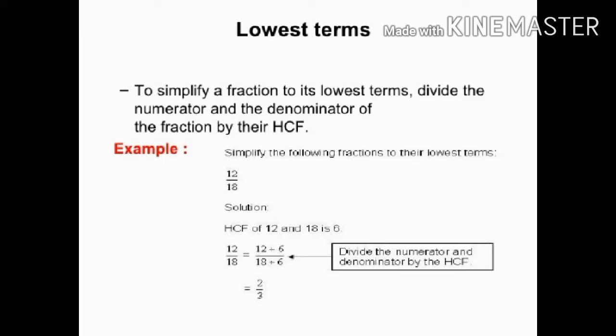We will find the common factors. Here we have to take the common factor in whose table 12 and 18 both come. So in the table of 6, we have 12 and 18. 6 2s are 12, 6 3s are 18. So the HCF of 12 and 18 is 6. So we will divide the numerator and denominator by the HCF. So the HCF is 6. So we will divide 12 and 18 by 6. So 6 2s are 12 and 6 3s are 18.